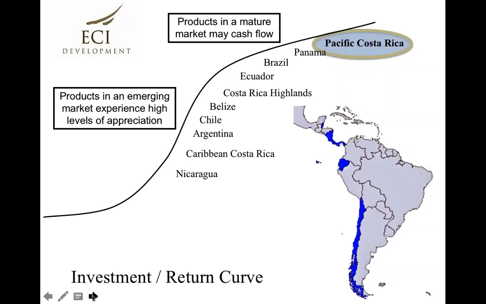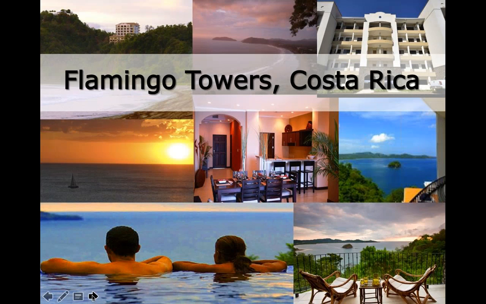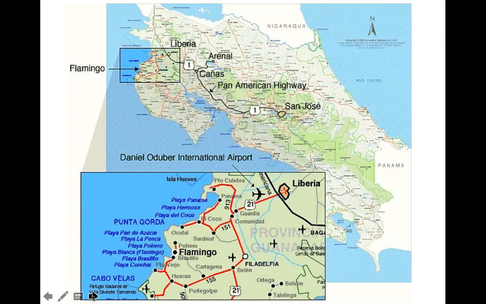First, we'll go ahead and talk about our opportunity in the Guanacaste region of Costa Rica. This is Flamenco Towers. It's a luxury condominium community really in the heart of the Guanacaste region. And this is considered Costa Rica's Gold Coast, and it's currently experiencing its second real estate boom. So tens of thousands of expatriates already call Costa Rica home.